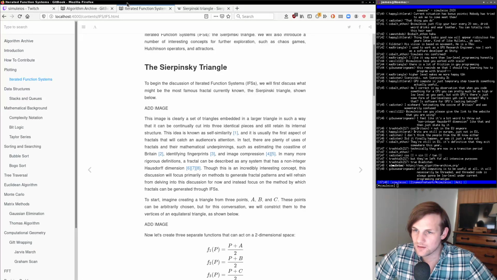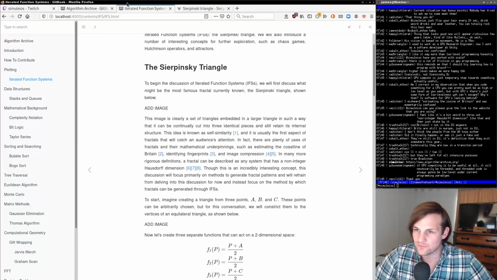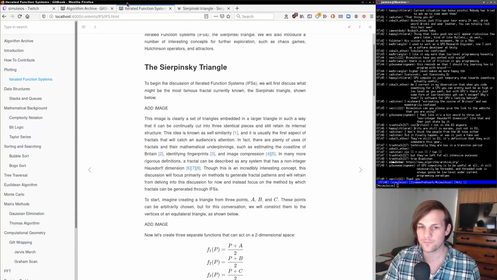Let's see. I feel like it's a bit weird to throw out non-integer Hausdorff dimension like that and just skate by it. Yeah, maybe. Okay, we'll talk about that in just a second as well. So let me write that down. Let me catch up on chat, and then I'll answer Cobalt's question, and then we'll talk about this.